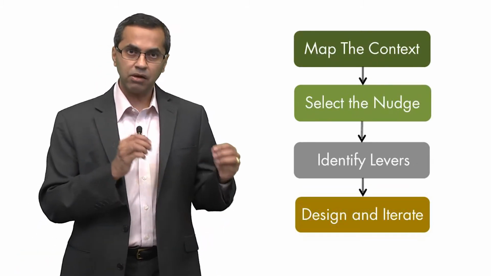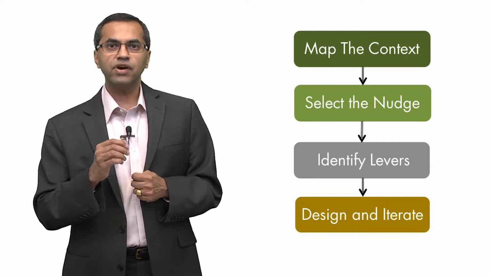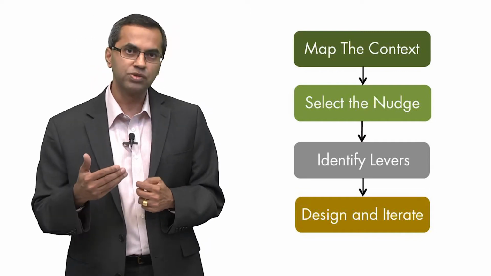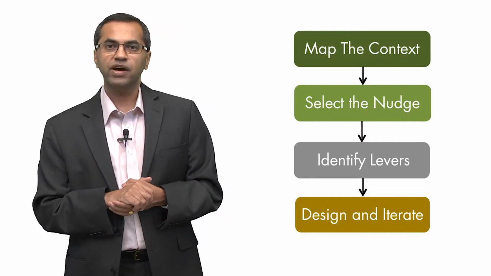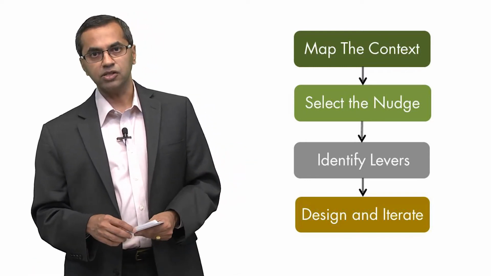What we do in the guide is to identify a simple 4-stage process of how to go about designing a nudge. The 4 stages are mapping the context, mapping the decision, selecting a nudge, identifying a specific lever that you're going to use to implement the nudge, and then finally a process of designing and iterating on that nudge.